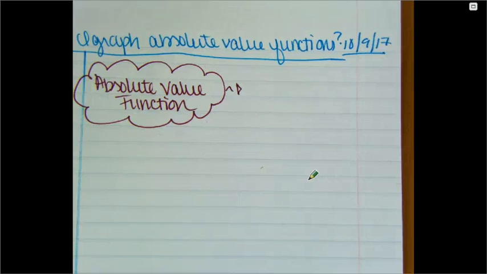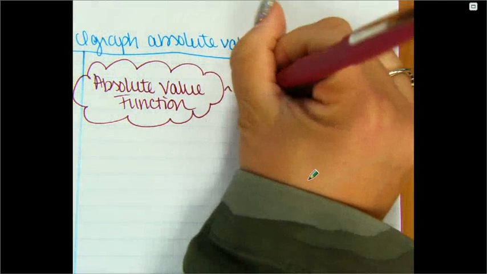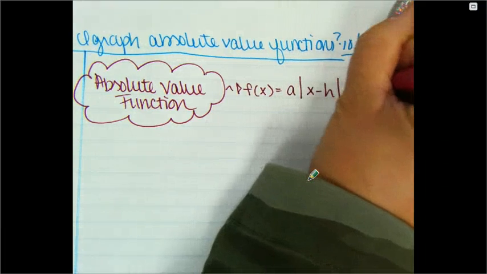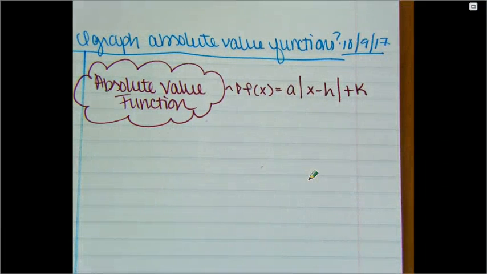The absolute value function is written in the form f of x equals a times the absolute value of x minus h, plus k. A times the absolute value of x minus h plus k.